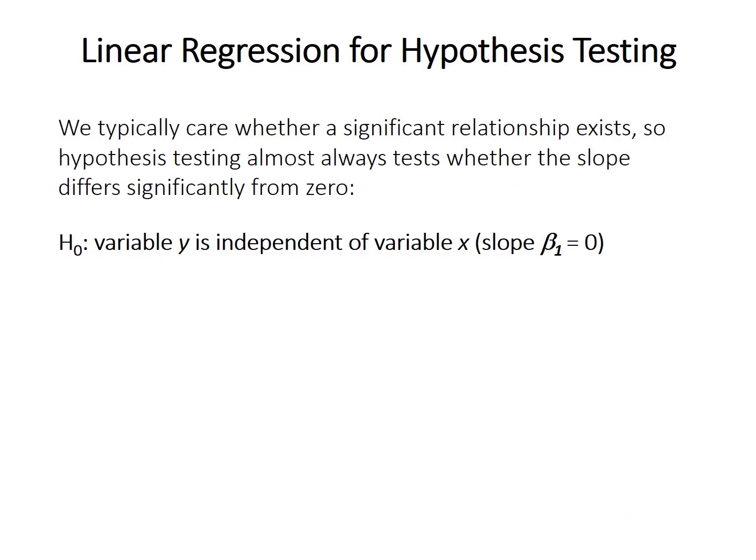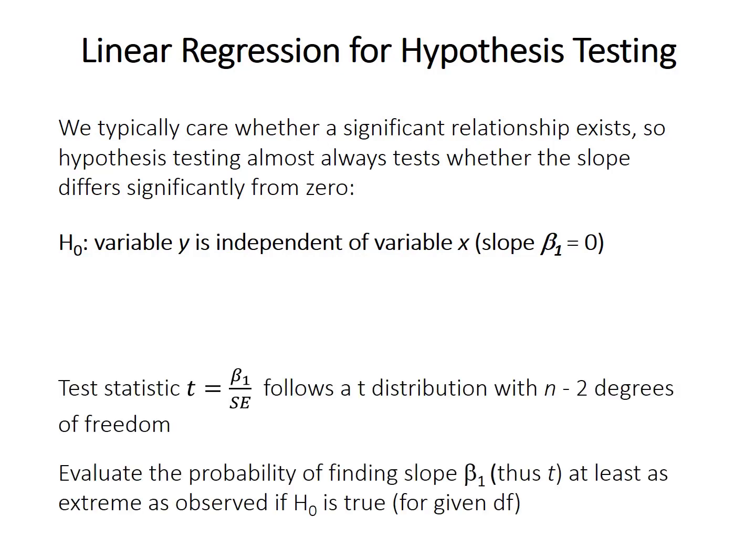So it's also possible to perform statistical hypothesis testing with linear regression. And in this framework, we typically care whether there's a significant relationship, so the method tests whether the slope differs significantly from 0. The null hypothesis is that the variable y is independent of the variable x, or in other words, the slope is 0. So this is a little bit different than the R squared, because the R squared doesn't tell you anything about the slope, it just tells you about how strong the relationship is.